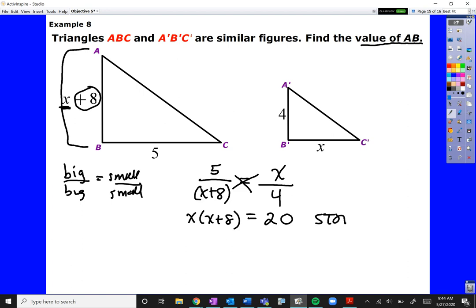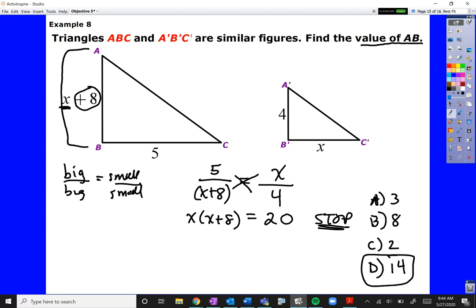Okay, and remember, we're going to stop. So let's say that, I don't know, maybe A was 3, B was 8, C is 2, and D is 14. Now, we can probably just think this through, guys. I mean, think about it. If you plug these answers in for x, you're going to have to add 8 and then times it by whatever you did. So like, let's take 14, for example. If you add 14 to 8, you get 22. And if you times it by 14, there's no way that you're going to get 20.